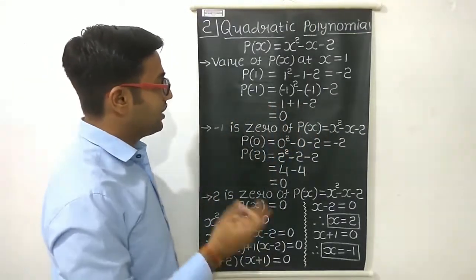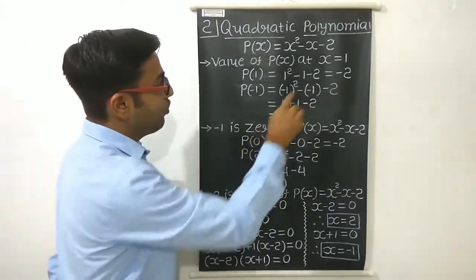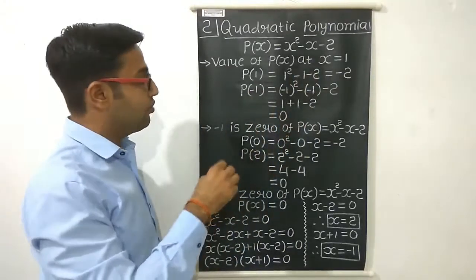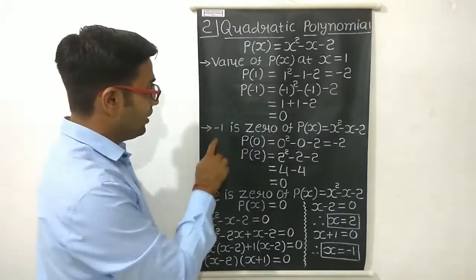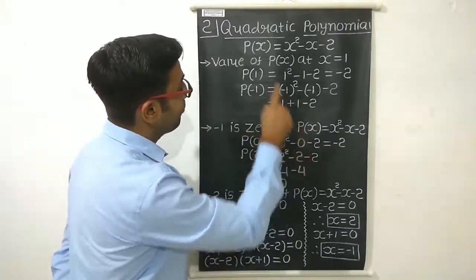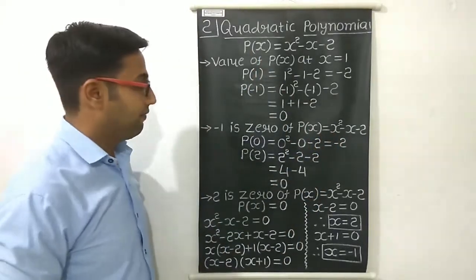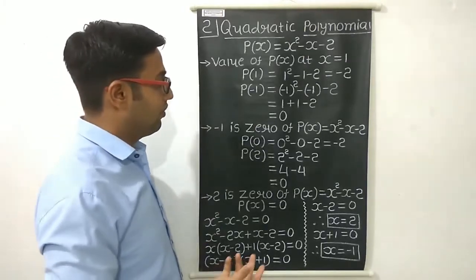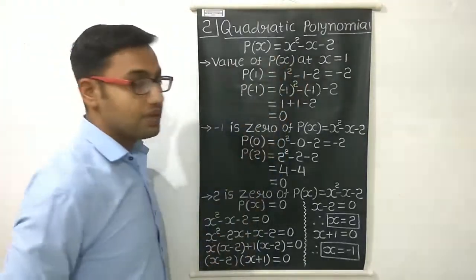As I have said earlier, if for a value of x the polynomial becomes 0, then that value of x is called the 0 of the polynomial. So here we can say that minus 1 is a 0 of the given polynomial p of x equals x square minus x minus 2. Do we get other values of x such that the value of the polynomial becomes 0?